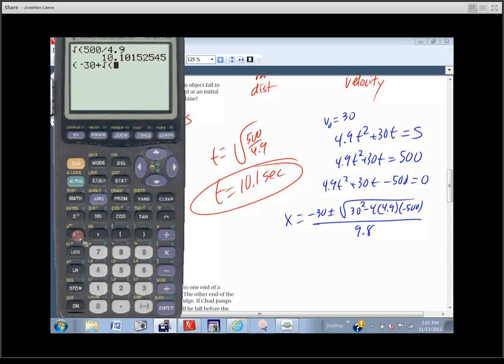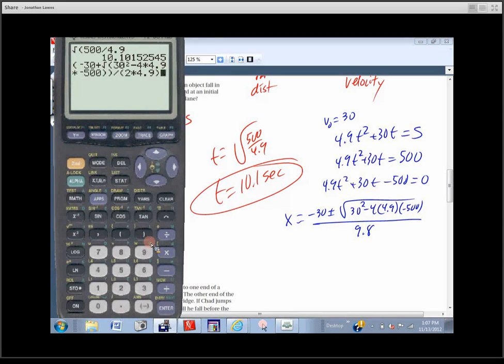Start the square root. I can type in 30 and square it. Negative 4 times 4.9 times negative 500. And again, there's a difference between the negative and the minus. Make sure you get that straight. I've got to close the parentheses there. Then I've got to close it again because I opened them here, opened them again for the square root, close the square root, and then close the top. Good? Hit divide. If I needed to do 2 times 4.9, I'd put it in parentheses. Okay?